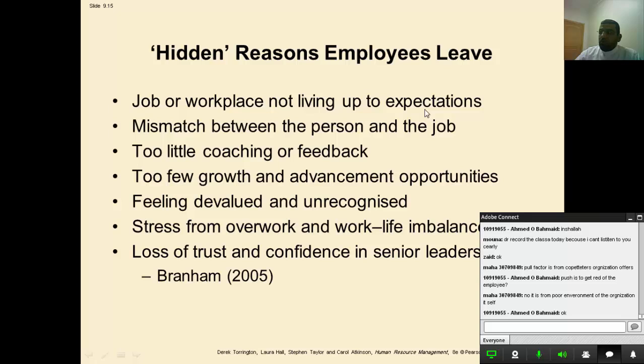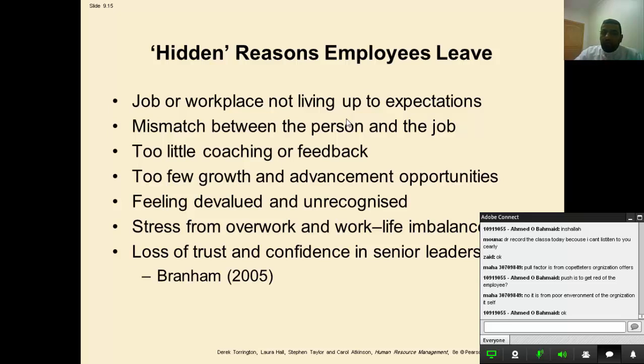So sometimes you work for 1 year or 2 years in an organization or in a company, and you find that the work is not up to your expectation. It's below your expectations. So you leave the job. Second, mismatch between the person and the job. There is no fit between the person and the job.